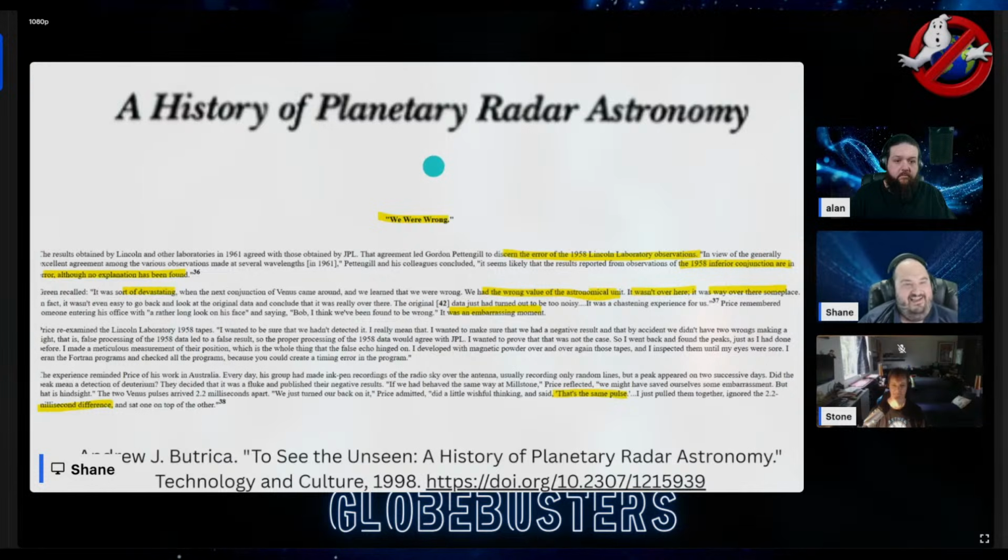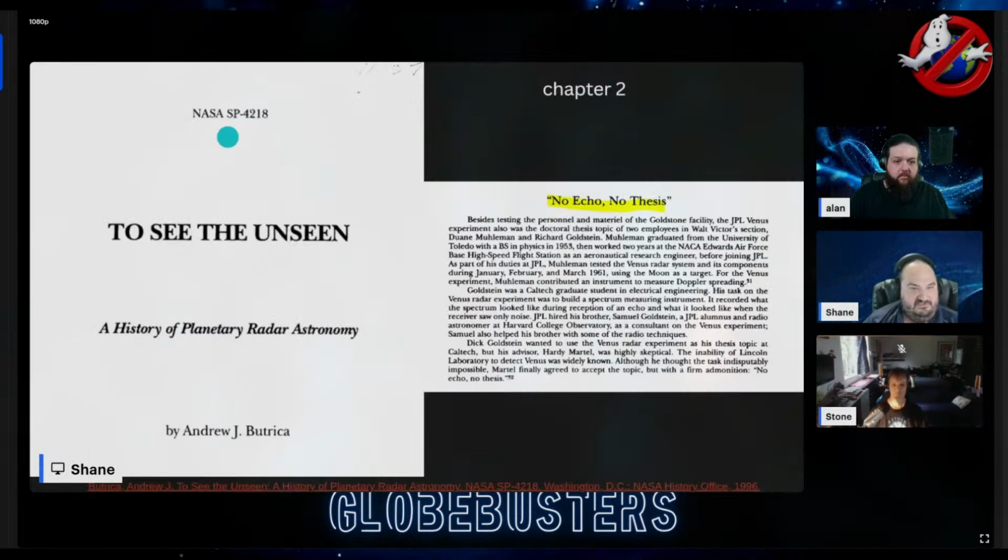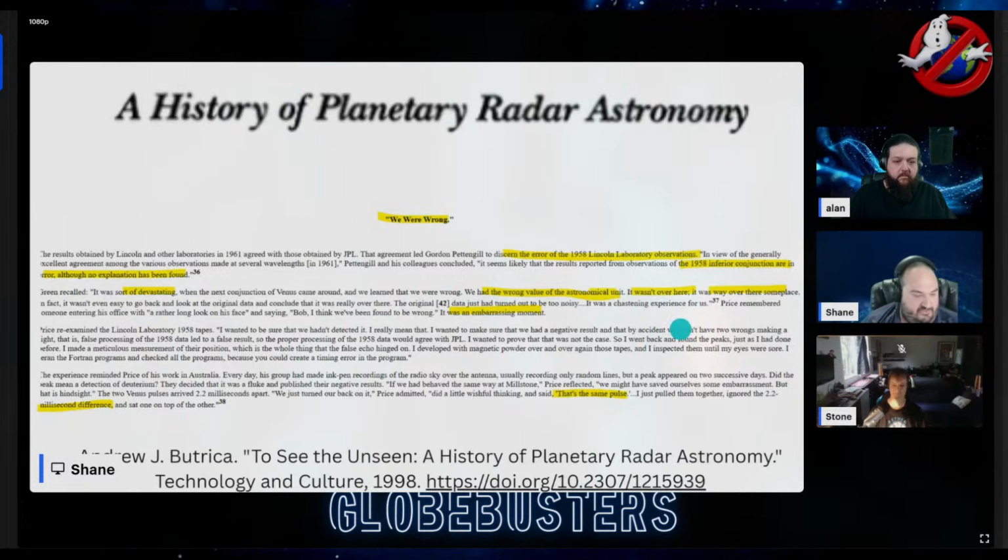But here's a snippet from that paper we went over before that we didn't quite quote yet, which was the history of planetary radar astronomy by this guy, right? That no echo, no thesis guy. But a snippet we're going to pull from is one of the incidents, like the whoopsies. As Toby went over with LIGO, there was a false positive that they interjected themselves to fake everyone out. Then they publicly went, guys, we got it. We got gravitational waves. They're real.